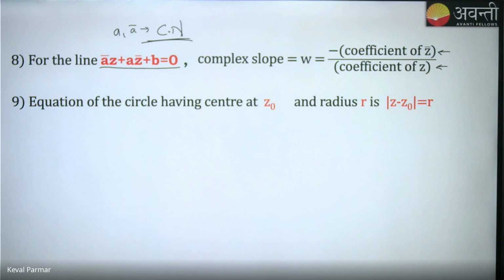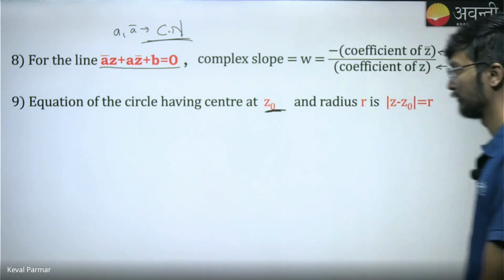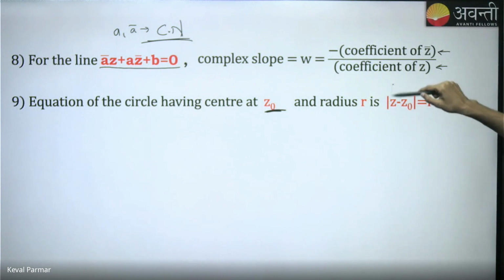Equation of circle. Center is at z naught. Obviously z naught is the center of the circle and z is the unknown quantity. So what is the equation of circle? It is modulus of z minus z naught equals r.